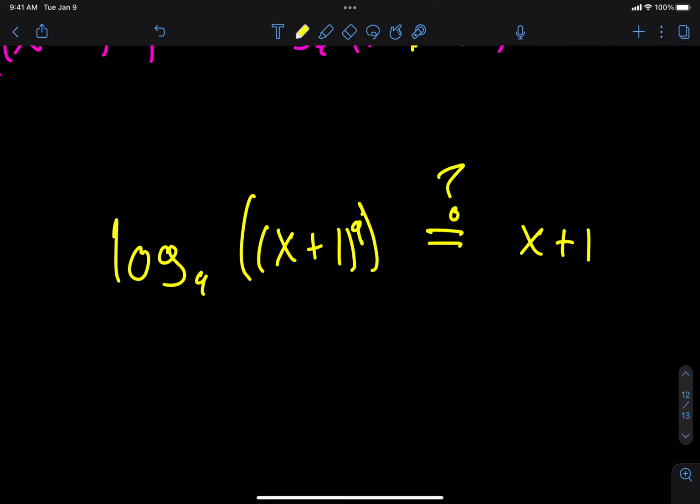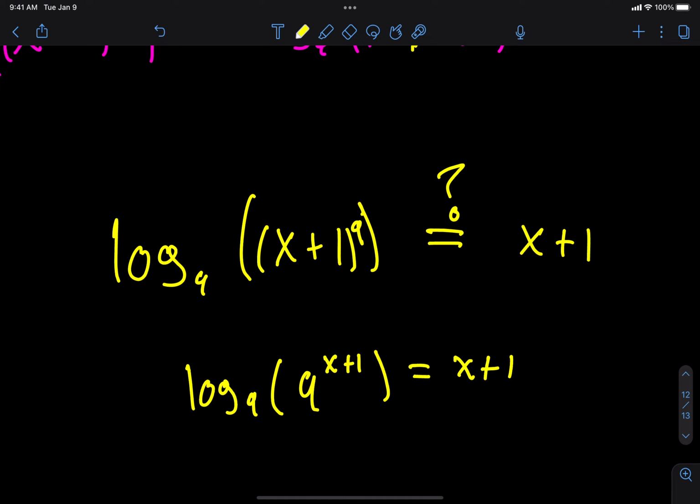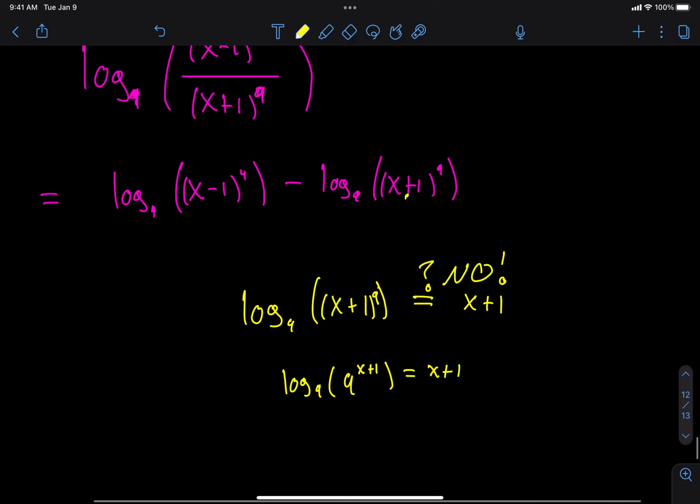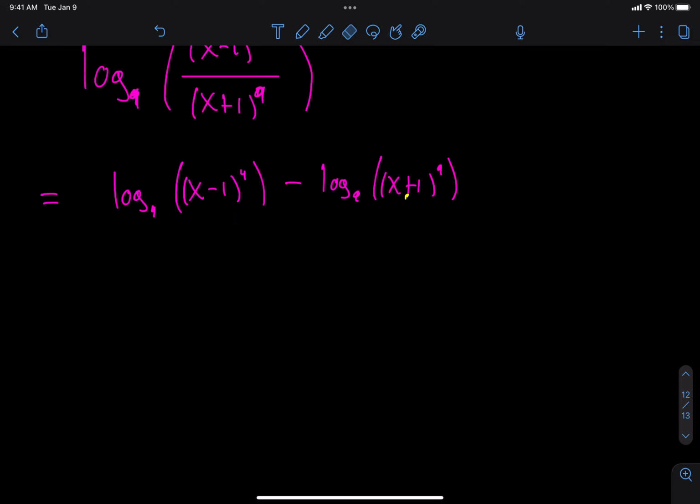Put the 9 on the outside of the other parentheses. Yeah, that would be one way to do it. The other way that I was thinking of would be to say this would be x plus 1. Okay, so don't get tripped up by that. Just because there's a matching number on the inside doesn't necessarily mean we can cancel. Okay, so let's keep expanding, because our goal is to fully expand this.